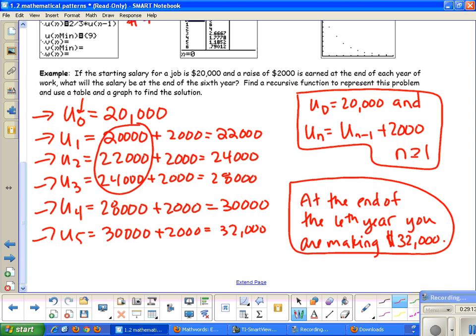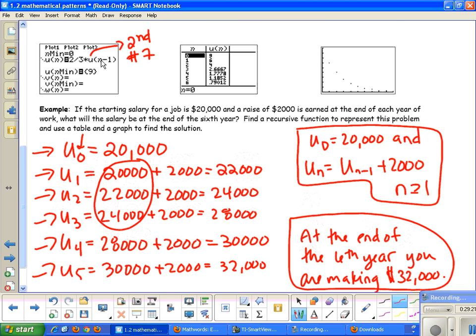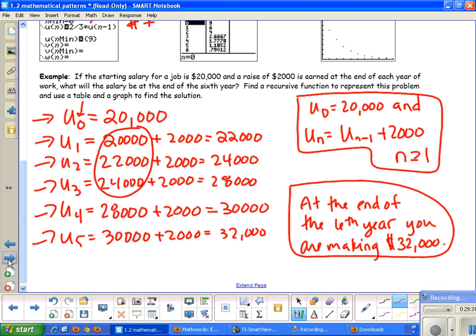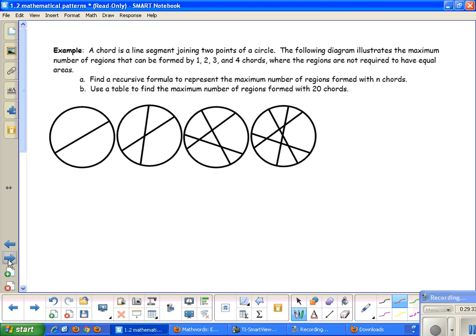If I wanted to put this on my calculator, I could. I could do the same thing in my calculator I did before. My first term, on my calculator here, I would start off with 0, then I would plug the formula in right here into my calculator, and then this right here would be 20,000, and then I could scroll down and see that I would get the same thing. So let's look at another example.